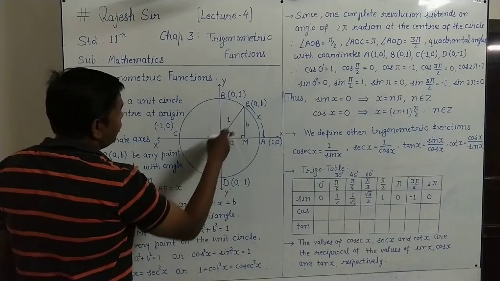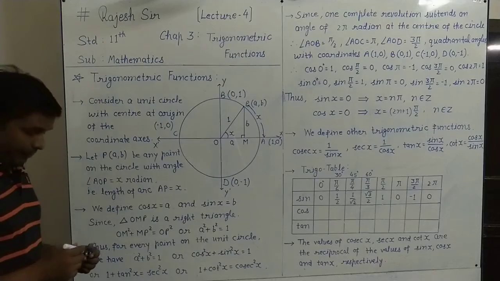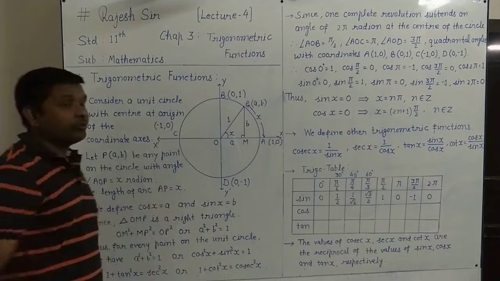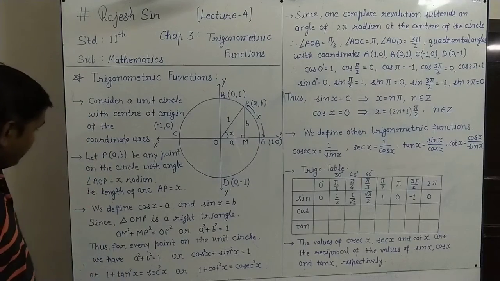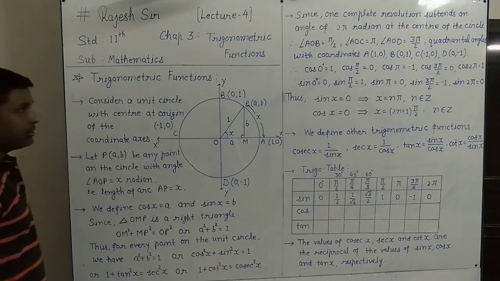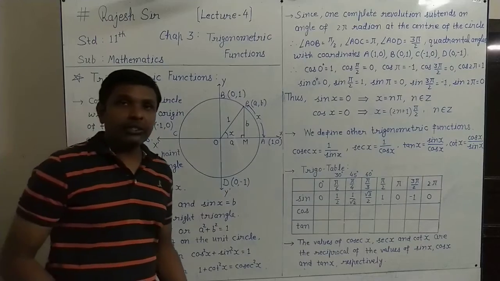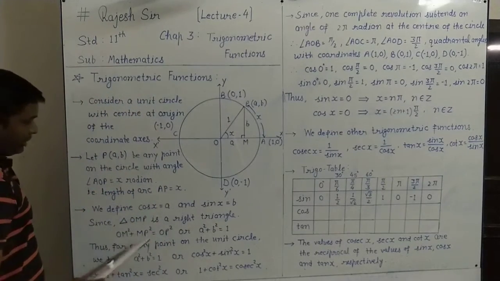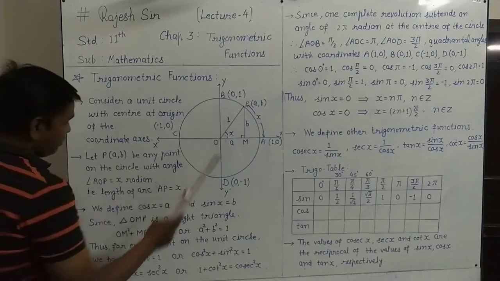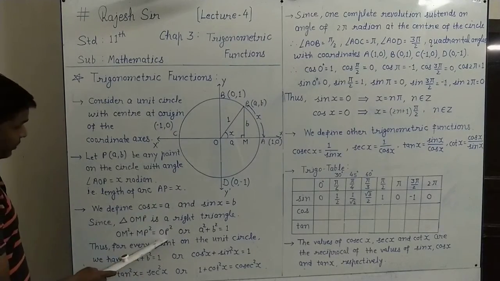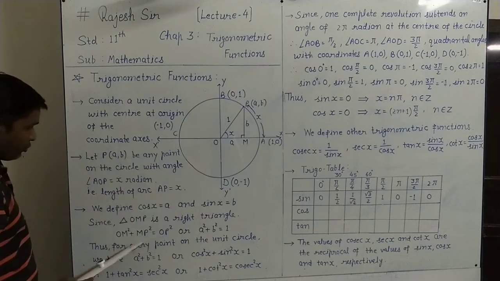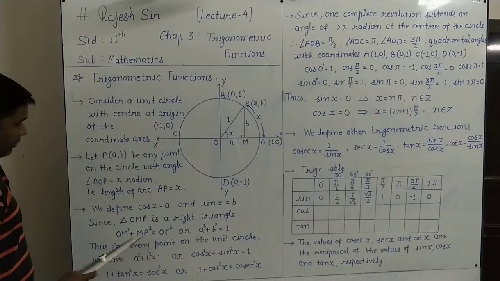Since triangle OMP is a right triangle, here you can see the right angle is at M. So its opposite side OP becomes the hypotenuse. In the right triangle, the hypotenuse is OP, so we can use the Pythagoras theorem here. The Pythagoras theorem says the square of the hypotenuse is equal to the sum of the squares of the other two sides. That we have done here. OP square, the hypotenuse square, equals the sum of the squares of the other two sides, OM square plus PM square.